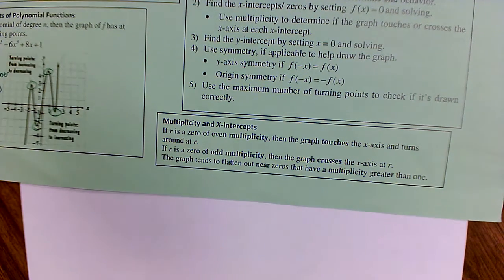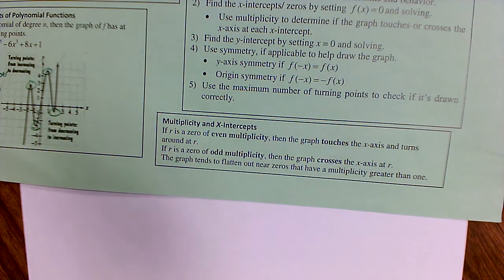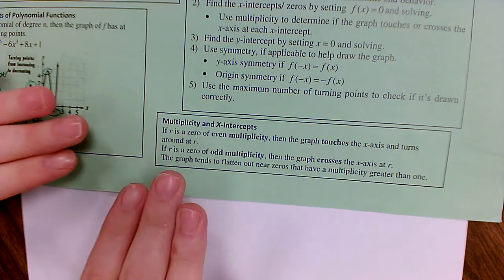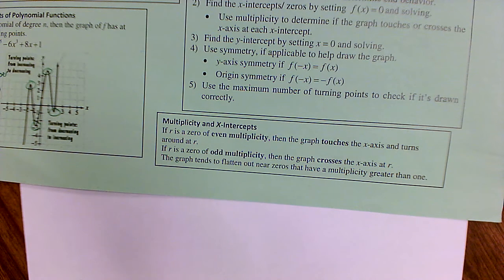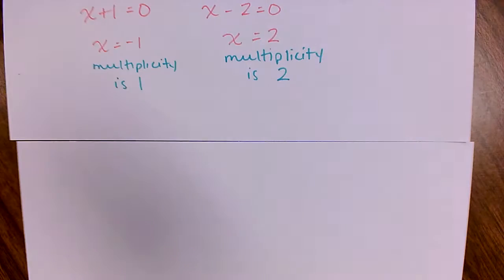So if r is a 0, and if that 0 has an even multiplicity, then the graph touches the x-axis at that 0 and turns around. So it touches and turns. If it's even, the graph will touch and turn at that 0. If your multiplicity is odd, then your graph is going to cross your x-axis at that 0. Okay, so if it's odd, it's going to cross. So let me show you an example of this.